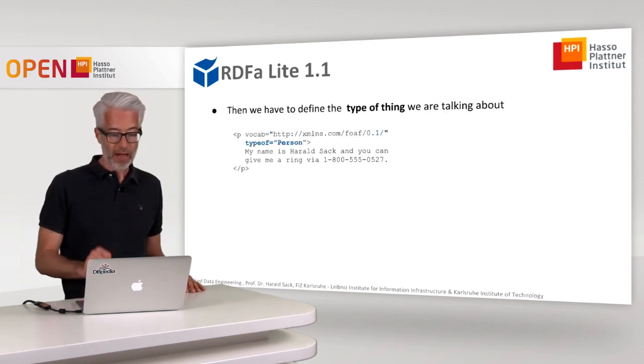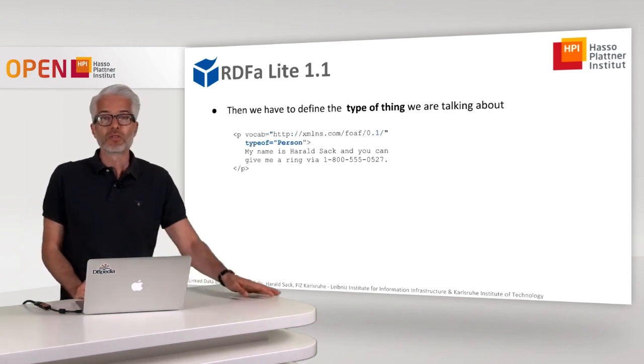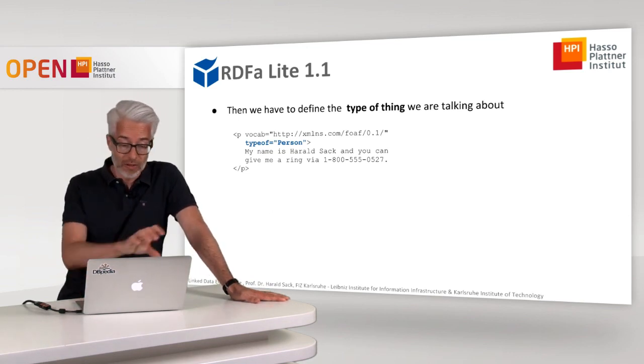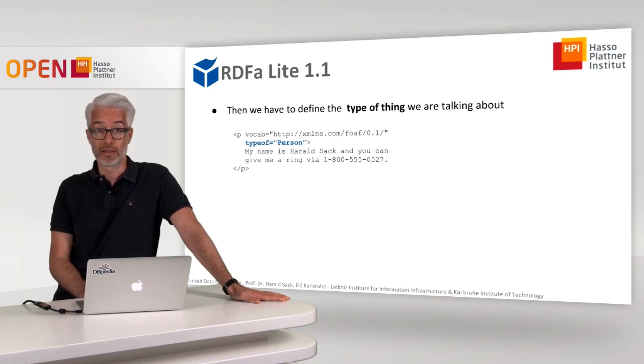Okay, let's continue. We want to talk about a person. So we give a class definition. All the data that comes here refers to a class, which is of type Person.